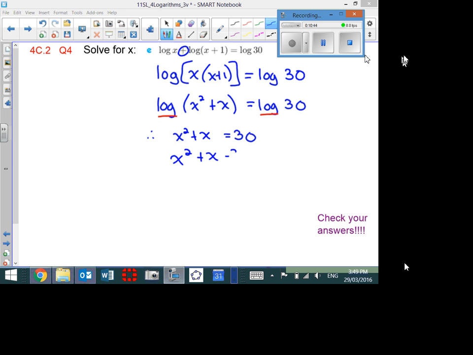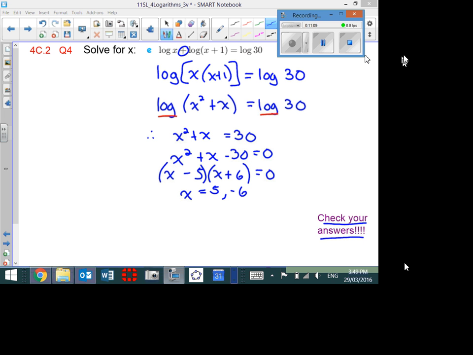I can go ahead and subtract the 30, set it equal to 0. This factors really nicely. So I'm going to factor this down into 6 and 5, and subtract the 5 and add the 6 to make a positive 1 in the middle. So my answer should be for x, positive 5 or negative 6. And I'm going to underline here, make sure you check your answers.